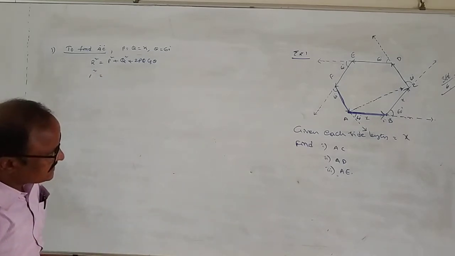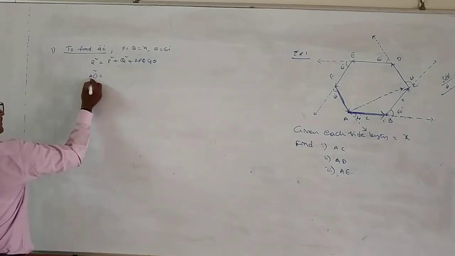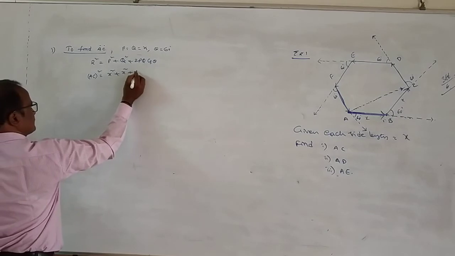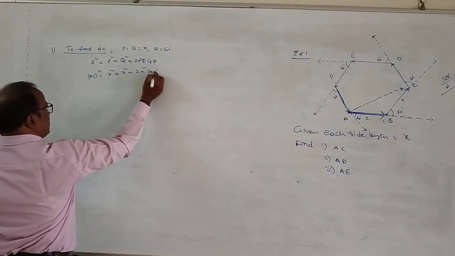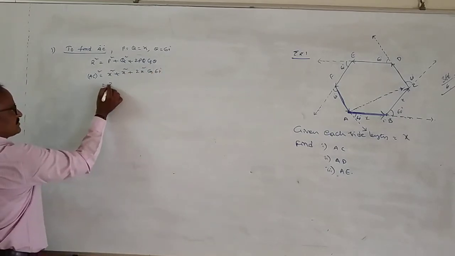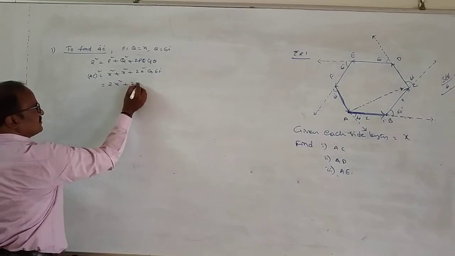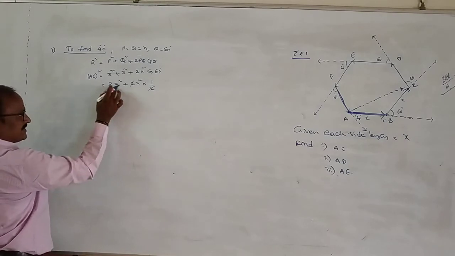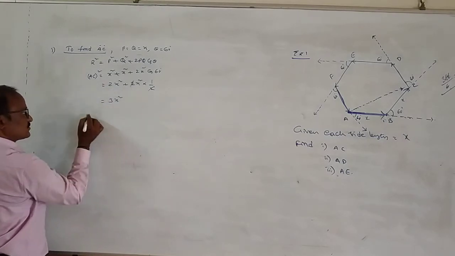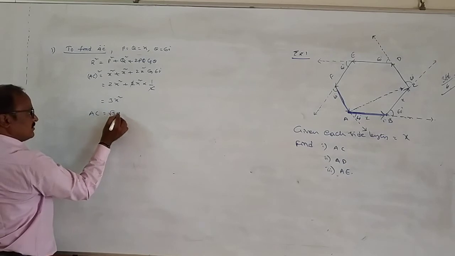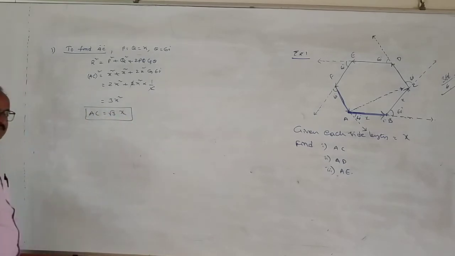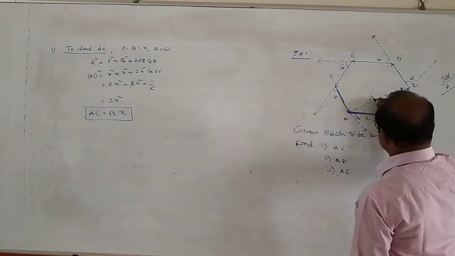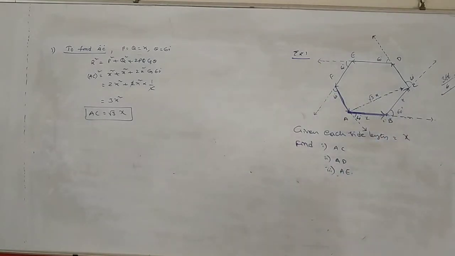Sorry, AC square is equal to x square plus x square plus 2x square into cos 60, that is 2x square into 1 by 2 to cancel. So x square plus x square plus x square is equal to 3x square. Then AC is equal to root 3 into x. Okay? This is the value of AC. AC is equal to root 3 times the value of x.